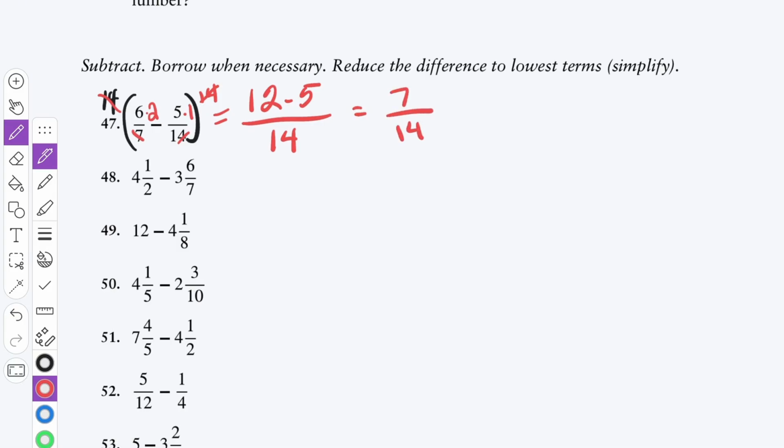So I encourage you to pause the video and try 48. Now remember, you have to create 2 improper fractions first. So I'll do 50.